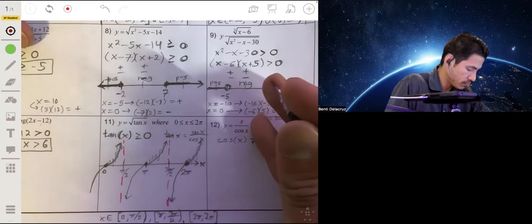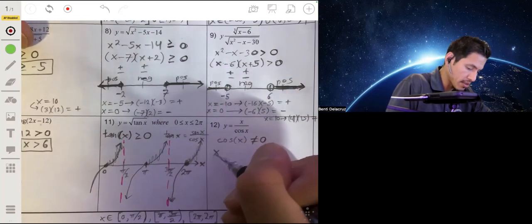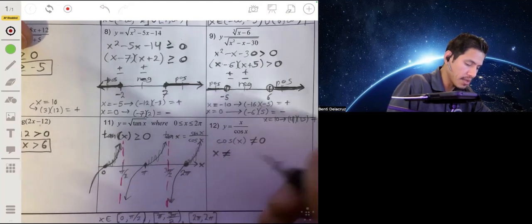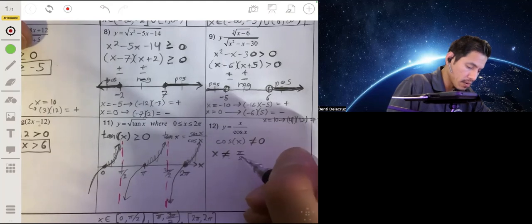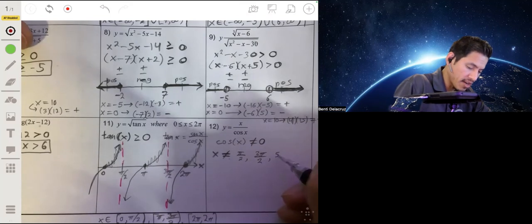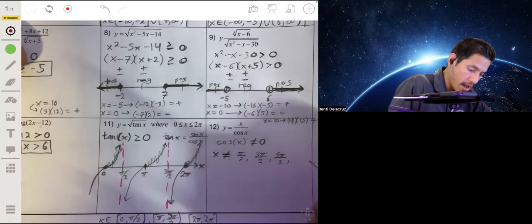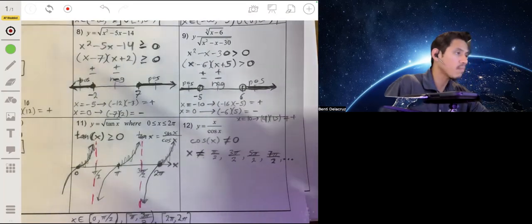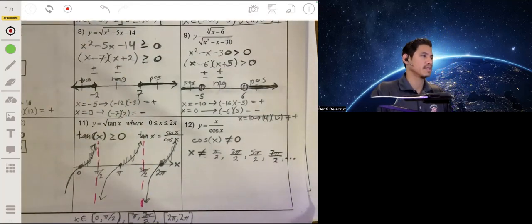So one way to write this, I would write, x cannot be pi over 2. It cannot be 3 pi over 2. It cannot be 5 pi over 2. And it cannot be 7 pi over 2. And one way that's common to write domains like this is just to put a dot, dot, dot to show that that pattern continues. Sometimes I'll use a k pi plus pi over 2, if you want to be a little more technical, but usually this is enough.